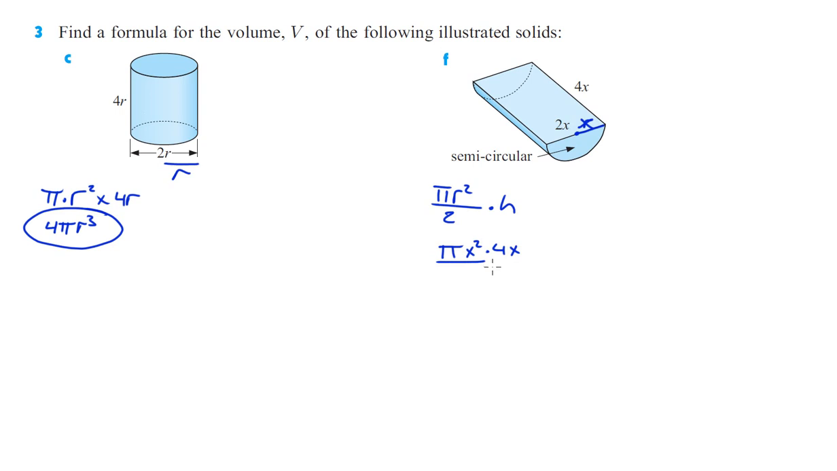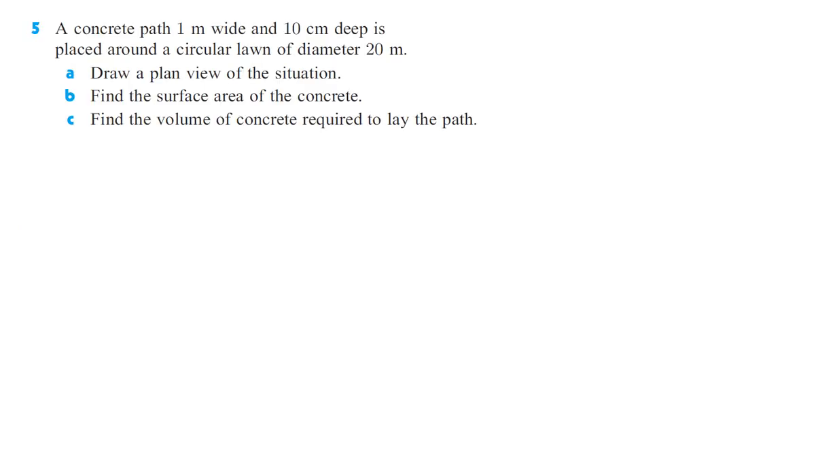4x, and really we can divide the whole thing by 2, but let's just do this. So we have 4 pi x cubed over 2, so that's just going to be 2 pi x cubed, which will be our volume for that one. Okay? Alright, let's move on to the next one.